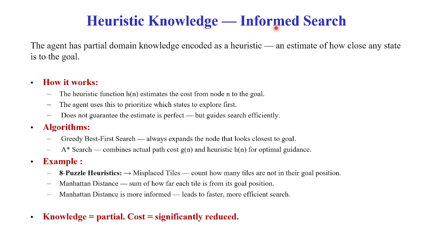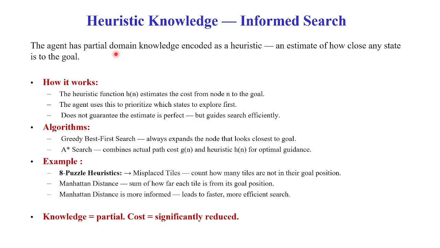Okay. So, this informed search agent will have partial domain knowledge, and it also uses something called heuristics. What is a heuristic? A heuristic is nothing but an estimate of how close any state is to the goal. So it is not guaranteed to be perfect, but it is a guided search in the right direction.